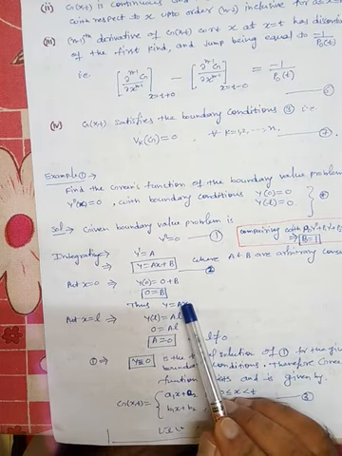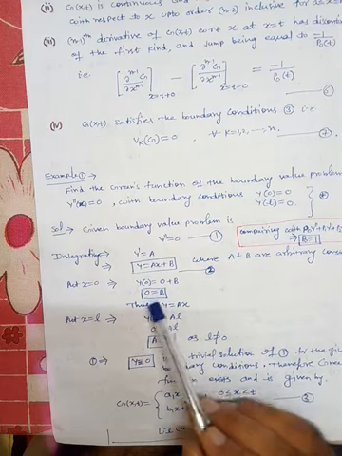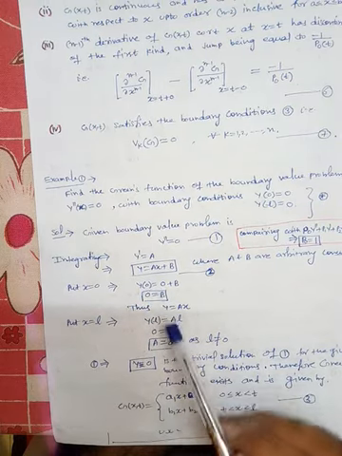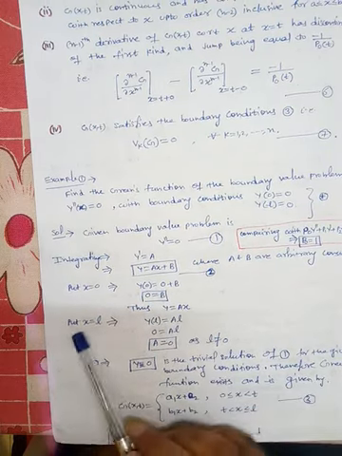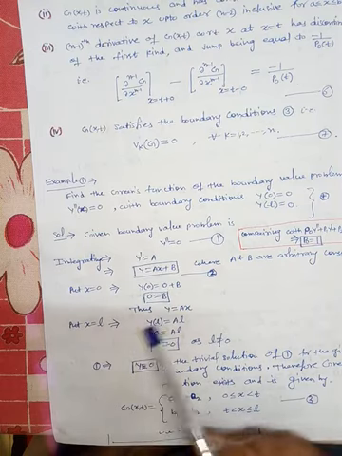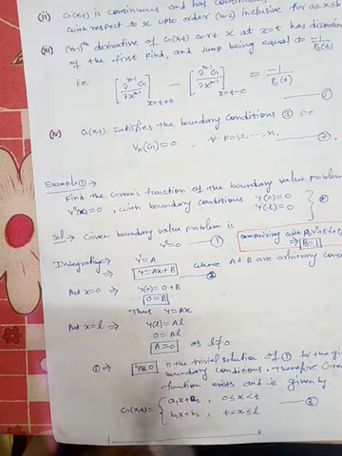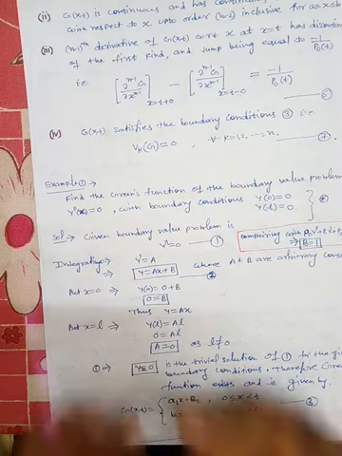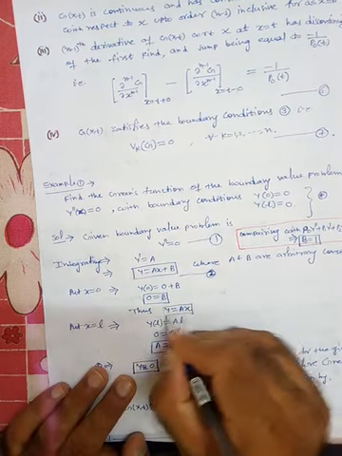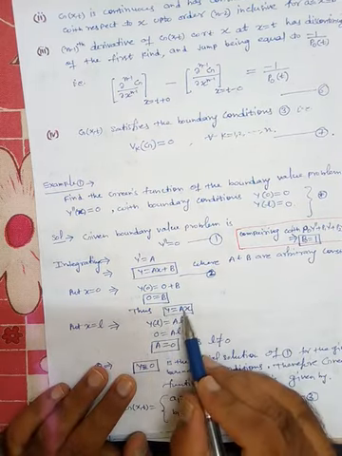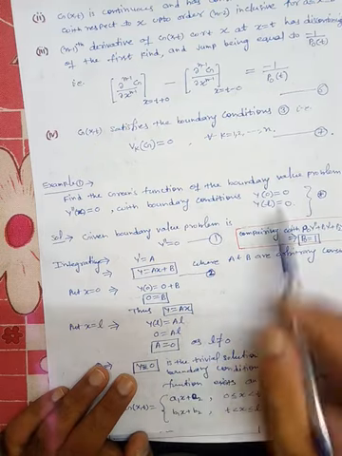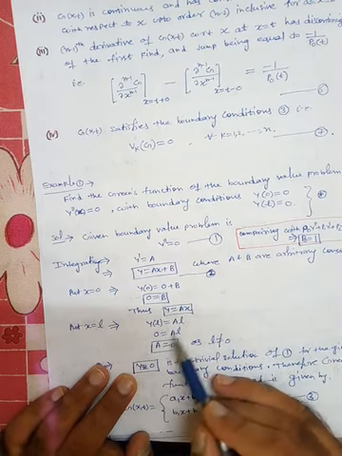Now when you put B equal to 0 here, y is equal to Ax. Now put x equal to L here. So what will we get? We get y at L is equal to AL. But y at L is also 0. So 0 is equal to AL.